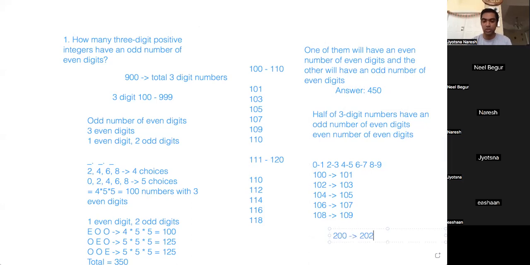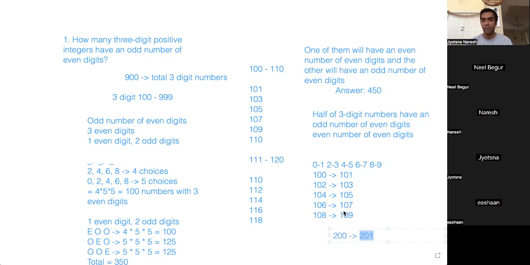So in 200 and 201, 200 has no odd digits, so that's actually an even number of odd digits. Sorry, we're looking at even digits. It has an odd number of even digits. When I switch it to 201, it has an even number of even digits. So what I'm trying to say is that I can pair up the numbers in a way.